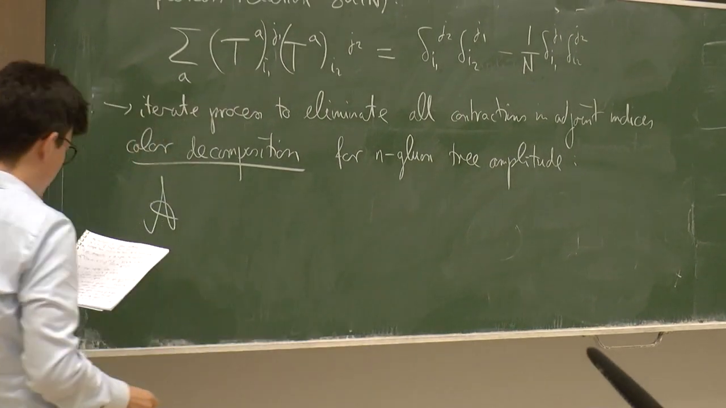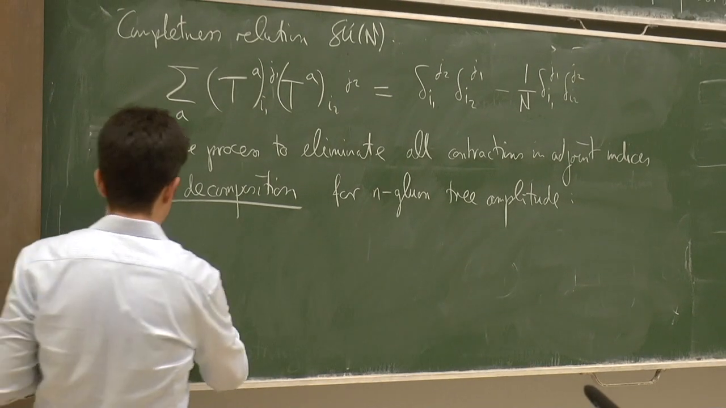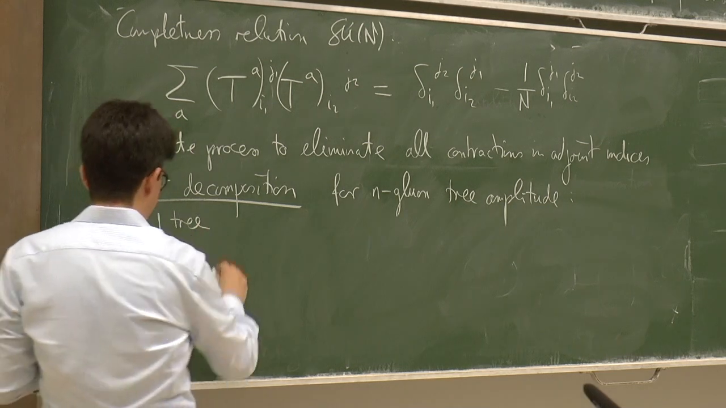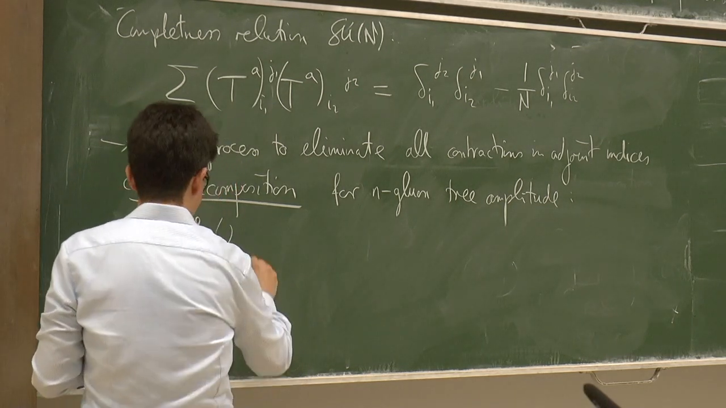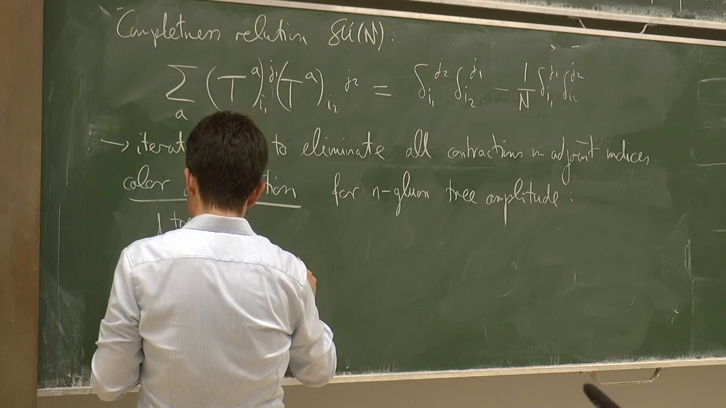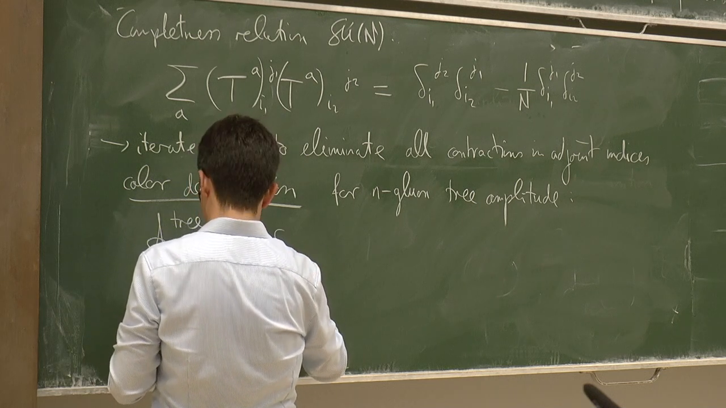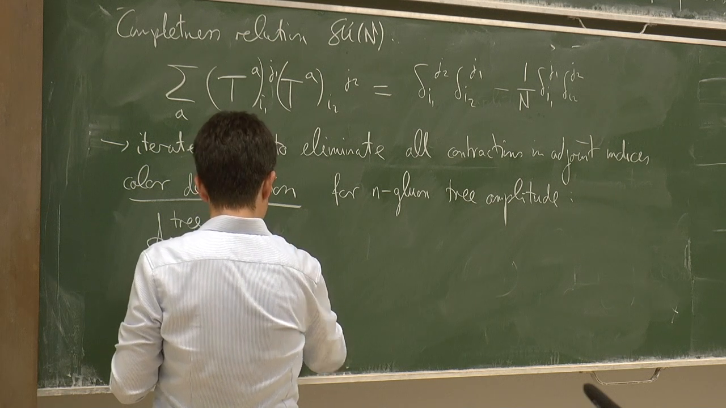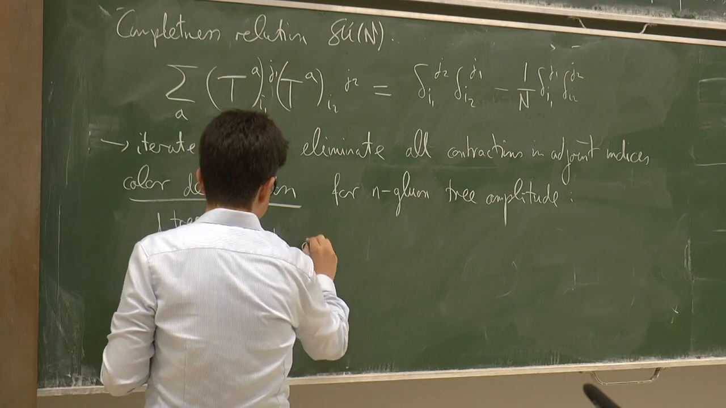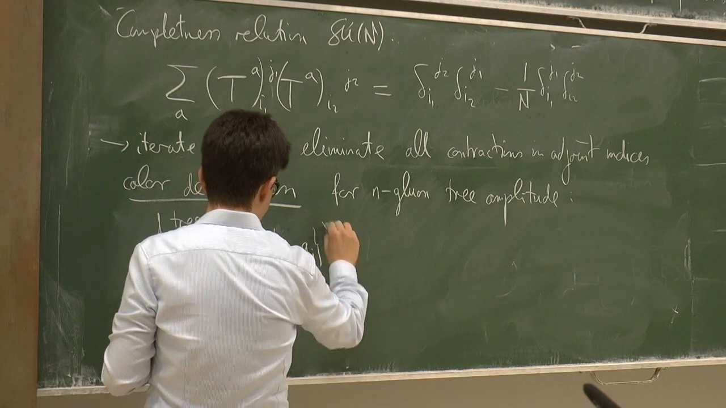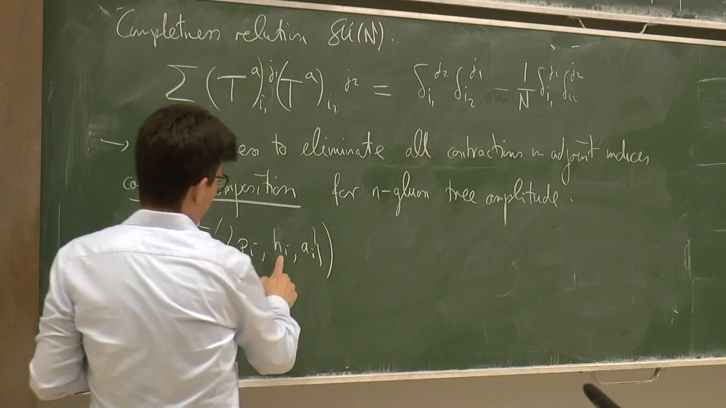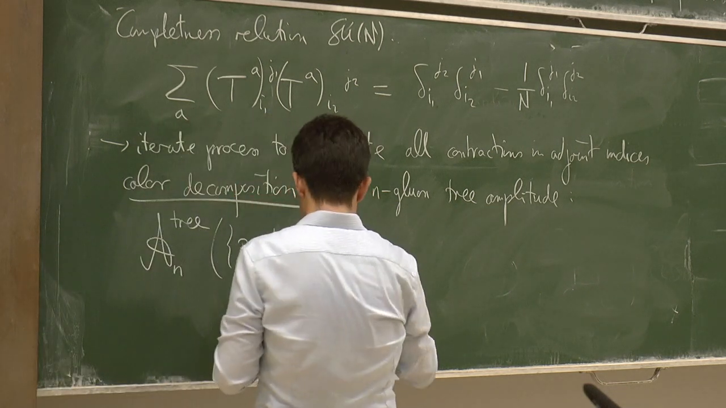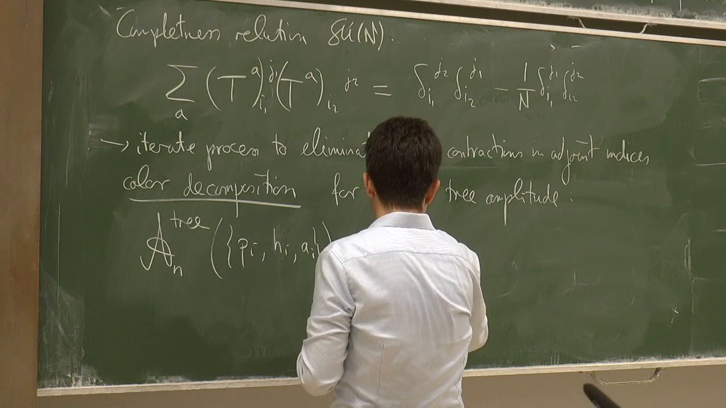So I denote the full amplitude, including the color information, by some curly A, tree, so that it's clear that it applies to that case. And let me just put here explicitly what the amplitude depends on. So we have the momenta, the helicities, and the color information. And now we can write this as the following.